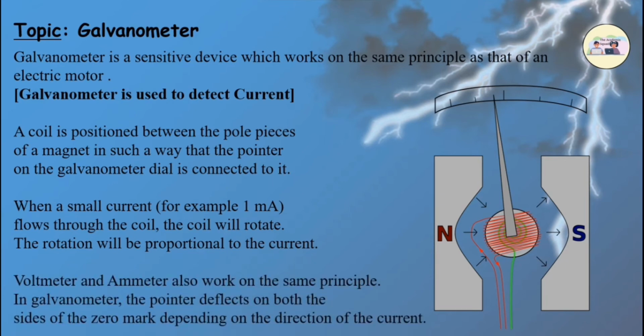Voltmeter and ammeter also work on the same principle. In a galvanometer, the pointer deflects on both sides of the zero mark depending on the direction of the current.